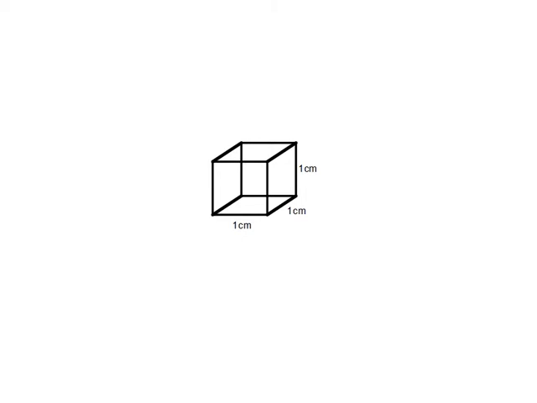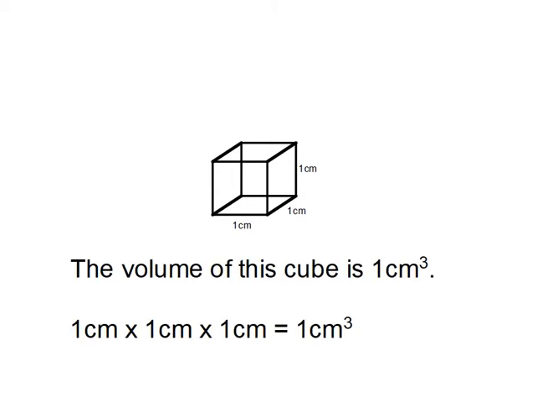Here we have a cube. The volume of this cube is 1 centimeter cubed because each side of this cube is 1 centimeter, and we determine the volume by calculating the length, the breadth, and the height. So in this case, 1 centimeter by 1 centimeter by 1 centimeter equals 1 centimeter cubed.